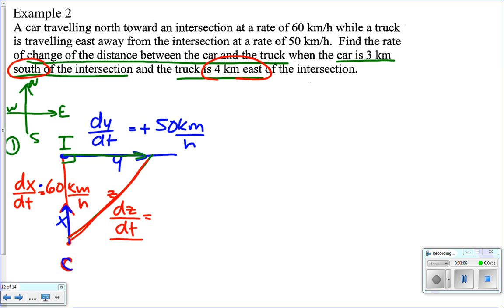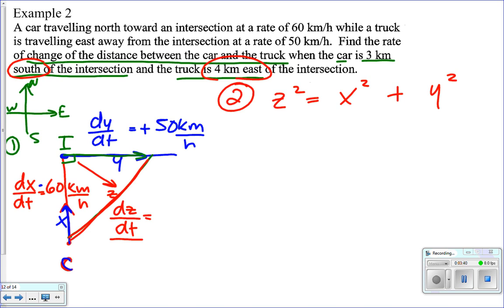Okay, so let's start off by going with a formula here. Step 2 is to find a formula that relates all these dimensions together. Since we're working with a right angled triangle, and we're trying to find the distance of the hypotenuse, we're going to use the Pythagorean theorem. So z squared is equal to x squared, which is the distance of the car from the intersection, plus y squared, which is the distance of the truck away from the intersection.